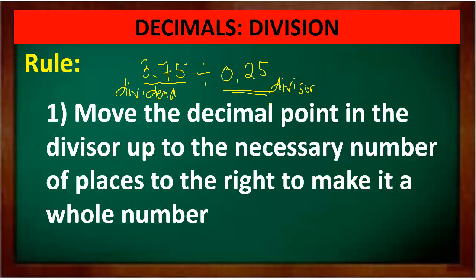So, if you have noticed dito sa divisor natin, it's 0.25. So, 0.25 is not a whole number. So, to change this to a whole number, we have to move decimal places to the right. So, dito, ilang places ang i-move natin? 1, 2. Okay. So, move 2 decimal places. Dito na maging decimal point natin. So, ang 25 natin is a whole number already. So, yan yung first rule natin in dividing decimal numbers.